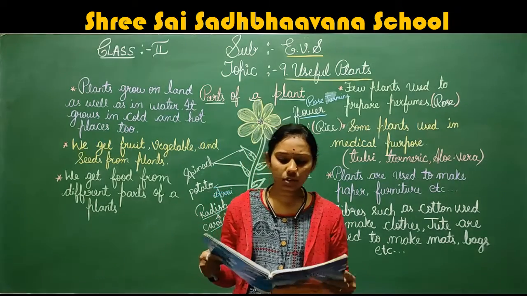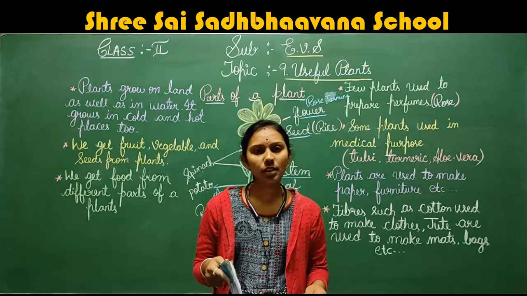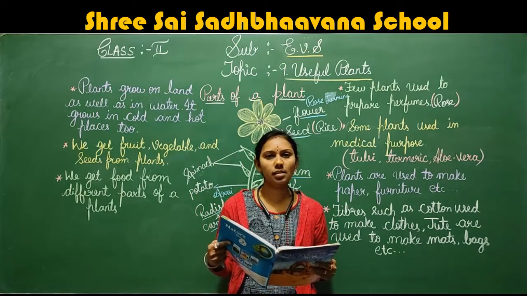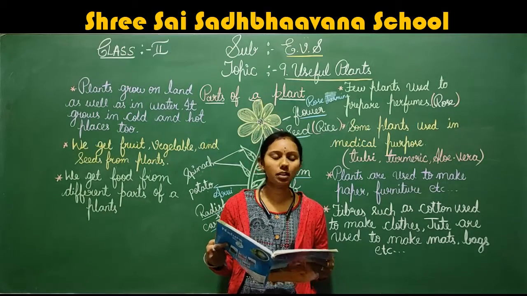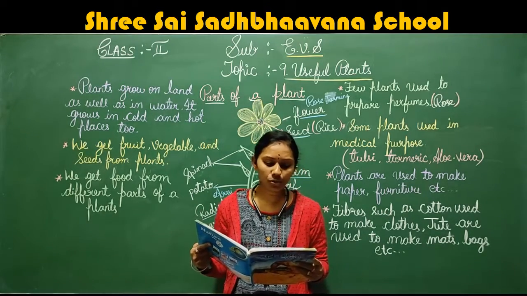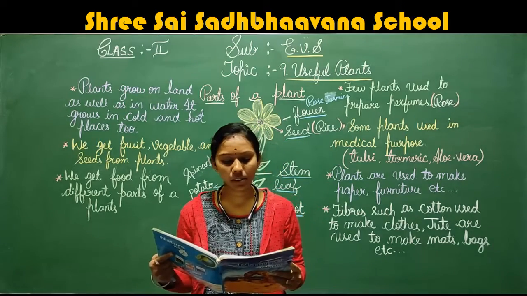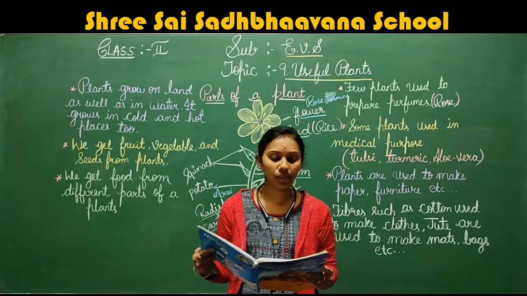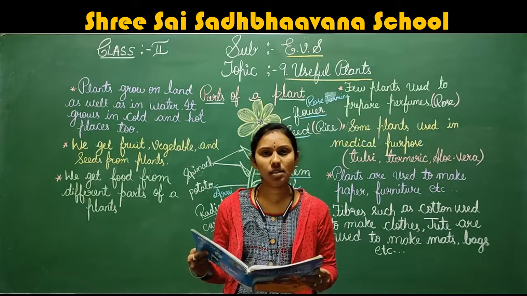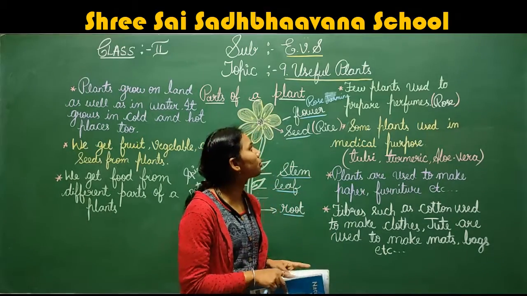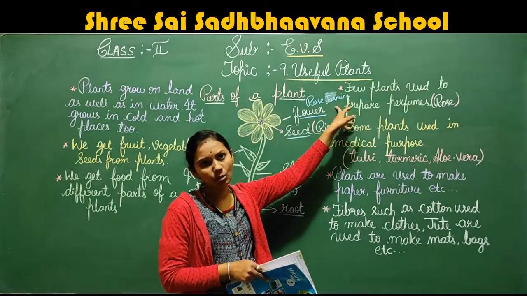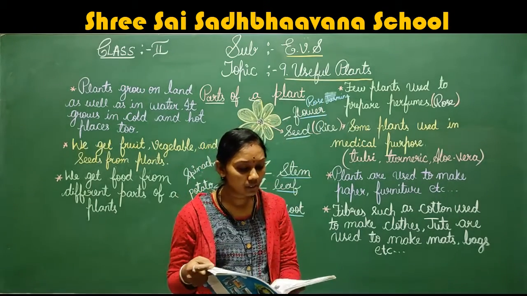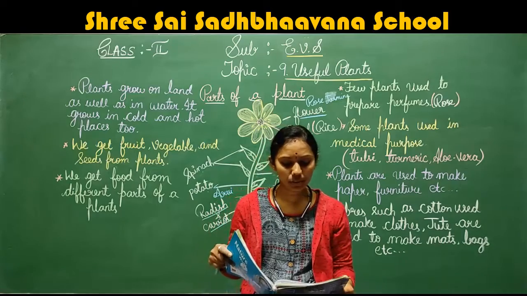Now, let us move to the other useful things. What are the other useful things here? Plants also give us some other useful things. The juice of flowers like rose and jasmine is used to make perfumes. The flower juice, as I told you, from rose and jasmine petals, is used to make perfumes.